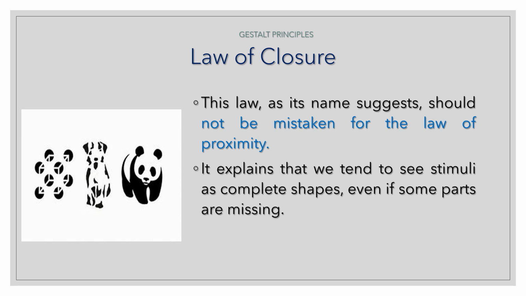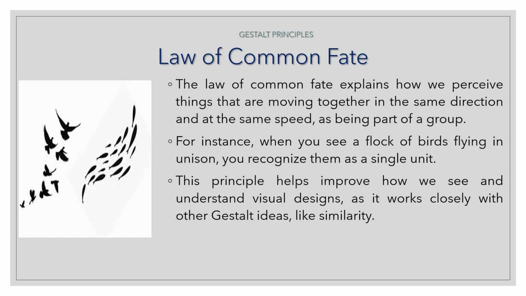Even if some parts are missing, like in these figures, like in the panda, the outline is not complete. Then also we can perceive that this is a panda, the second figure is a dog, and so on. Law of common fate explains how we perceive things that are moving together in the same direction at the same speed as being part of a group. So birds are individual, but we can see all of them together as one figure.